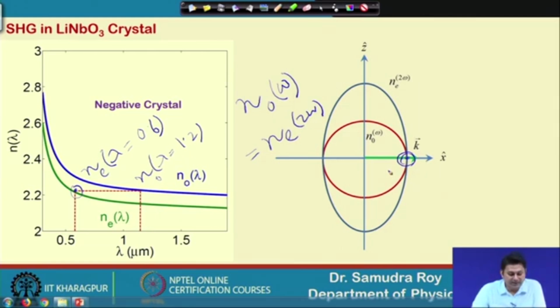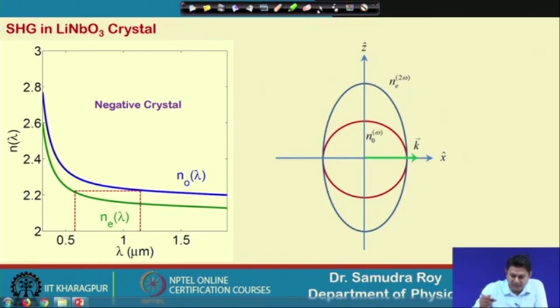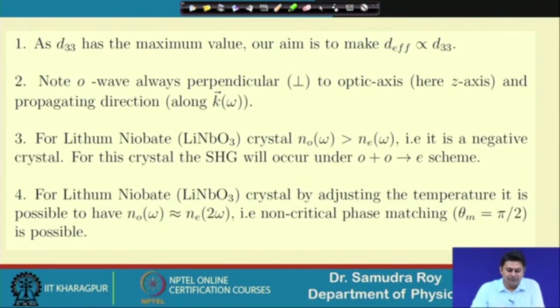If I do that, then this non-critical phase matching has some facilities. Since it is non-critical, the k vector and the s vector both will follow the same direction. So, these are additional advantages that we have. If we have this kind of phase matching issues, then we need to find out a few other things.